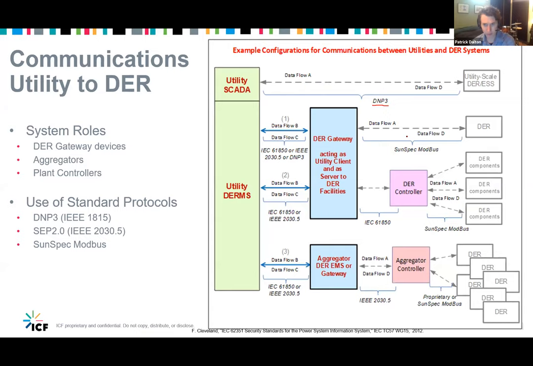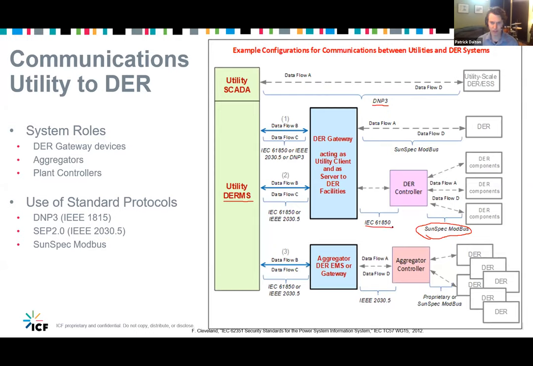If we're starting to think about smaller DER or aggregators, that might change how we approach this. In that case, the link from the utility system, here we're showing a DERM system, but we're just saying it's some sort of backend system, could really use any protocol to get to the gateway device or the aggregator. But then it's pretty well established that SunSpec Modbus is the protocol that's most supported by the DER itself. So we would expect to see, in terms of local communications protocols, SunSpec Modbus is going to be very common.